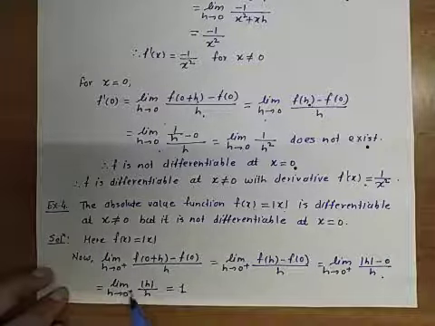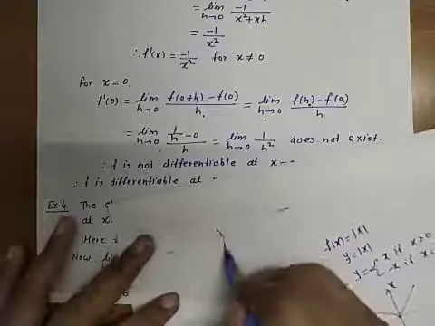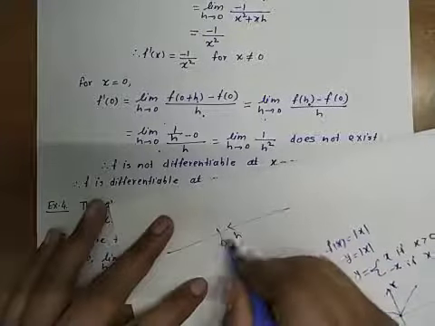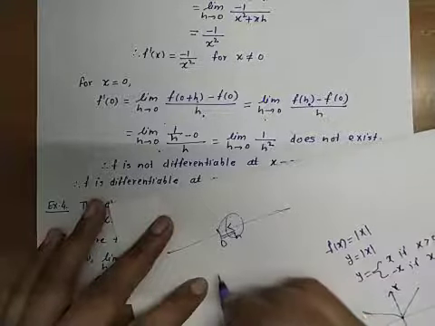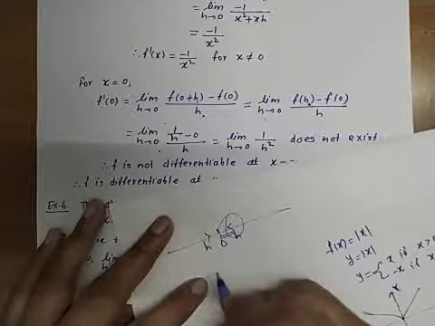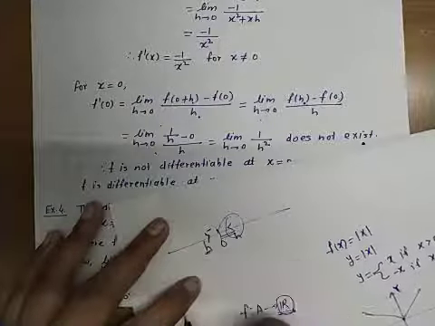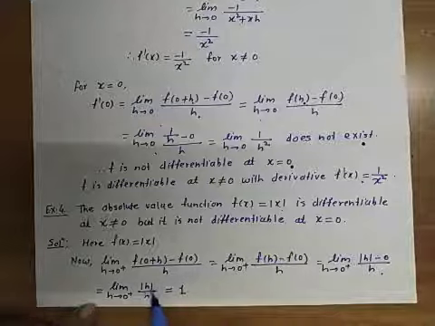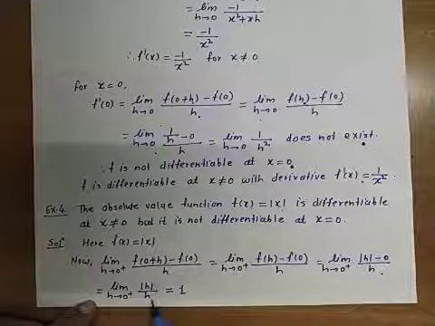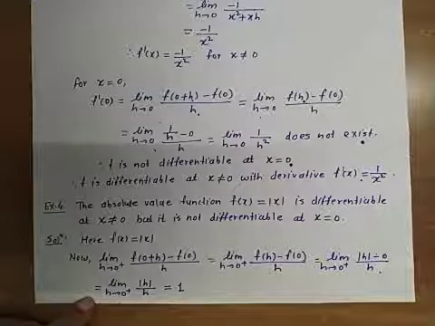Now h tends to 0 plus means what happens here? We have seen in the last semester that h tends to 0 plus means from the right side of 0, so this h will be positive. And for the left hand limit, h tends to 0 minus means h tends to 0 from the left side of 0, so h will be negative. So h tends to 0 plus, mod h will be h, so it will be h upon h, that is 1. So the right hand limit is 1. And what about the left hand limit? Next we will find out the left hand limit.